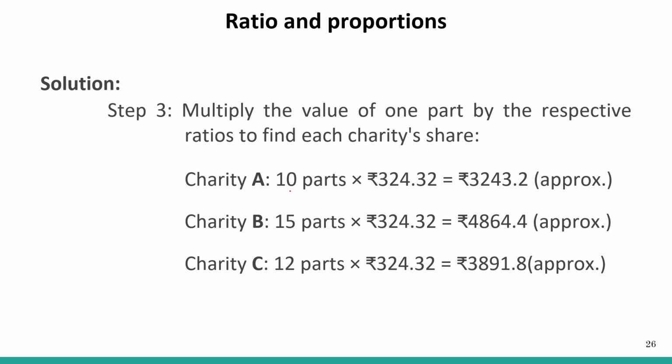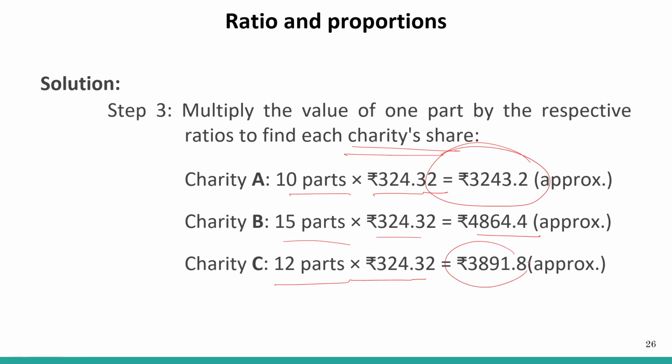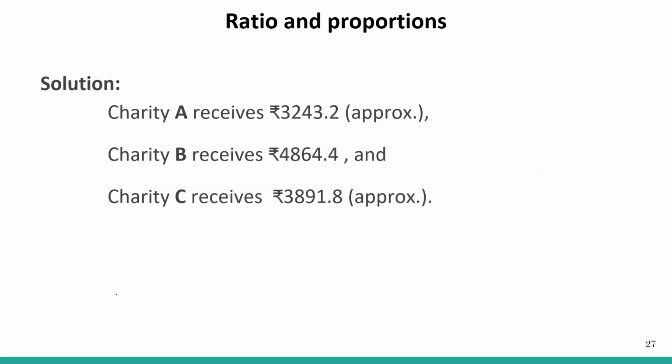Next, we multiply the value of one part by the respective ratios to find the charity share. What is the share of A, what is the share of B, what is the share of C? A's share will be 10 parts into 324.32, that is equal to 3243.2 approximately. Similarly for B, 15 parts into 324.32 will be equal to 4864.4 approximately. In charity, C's share is 12 parts into 324.32, which is equal to 3891.8 rupees approximately. So these are the shares of A, B, and C in the charity.